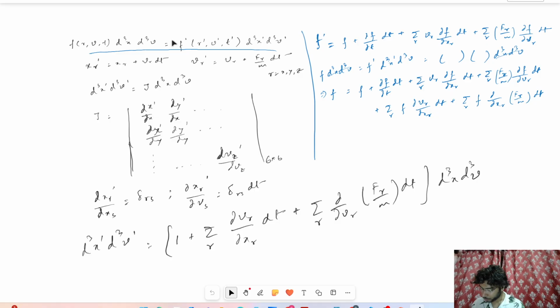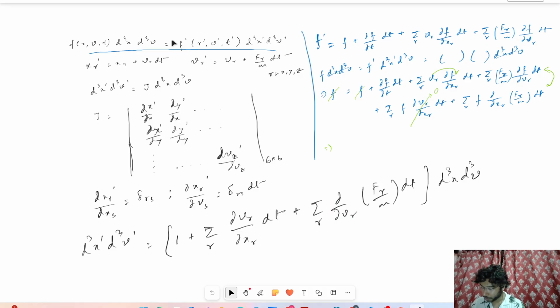So there will be a few cancellations over here, like f will cancel with f, and we can do a few more things. For example, we can take this Vr inside the derivative, because the derivative of Vr with respect to xr is already zero. This term will cancel for that, and we can combine these two terms into a total derivative of f and Fr by m.